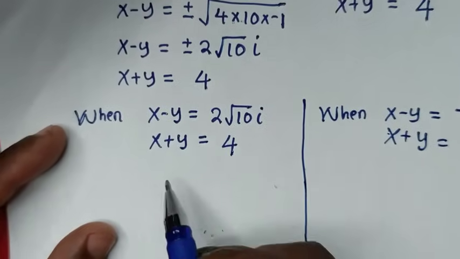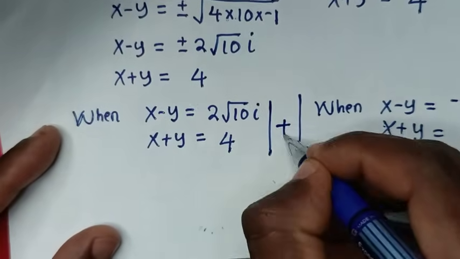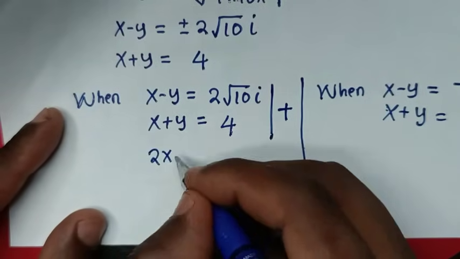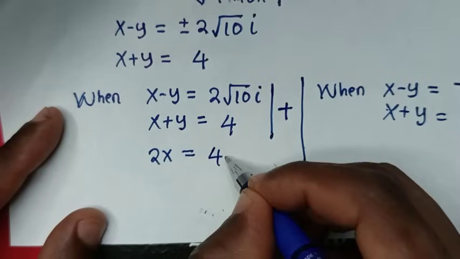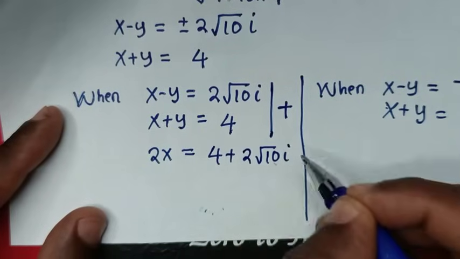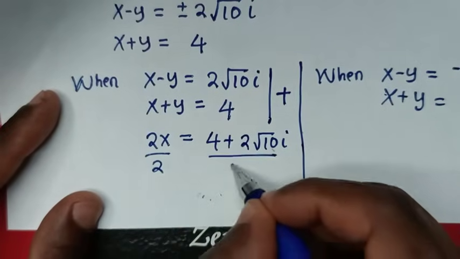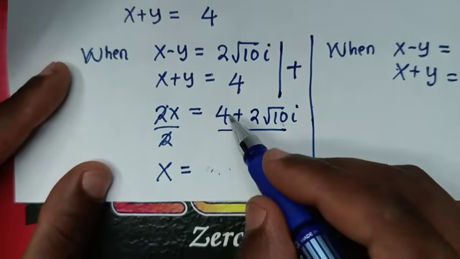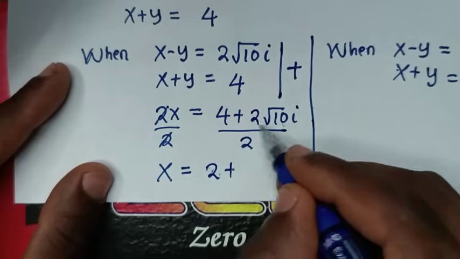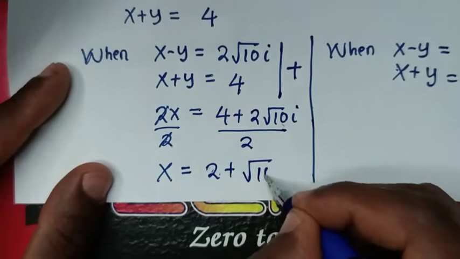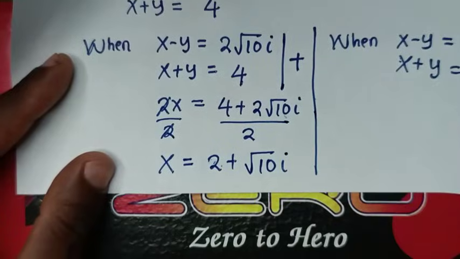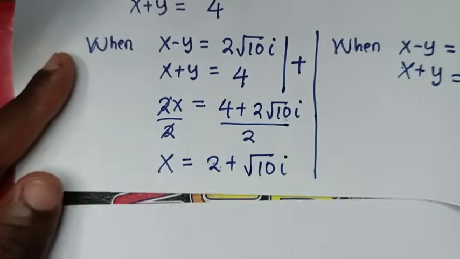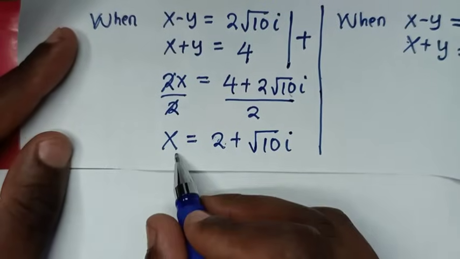Then from here, to solve this solution we'll add these two simultaneous equations. So this plus this is 2x. This plus this is 0, so it will be equal to this plus this, which is 4 plus 2 square root of 10i. Then we divide by 2 on both sides, so this and this will cancel, then x is equal to this divided by this is 2 plus this divided by this is square root of 10i. Now from here we get the value of x.